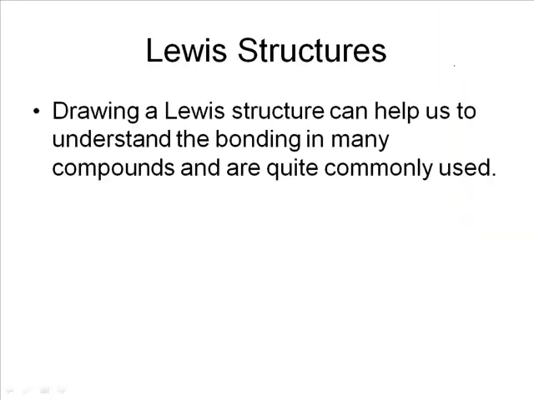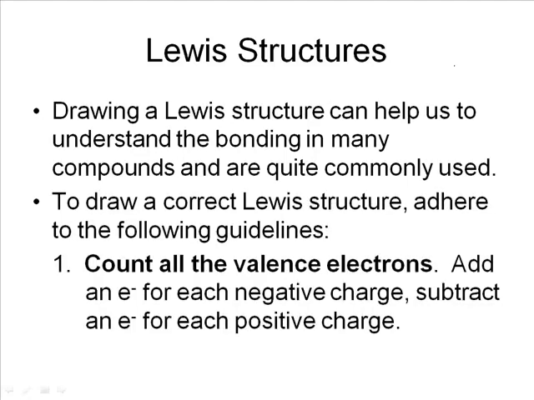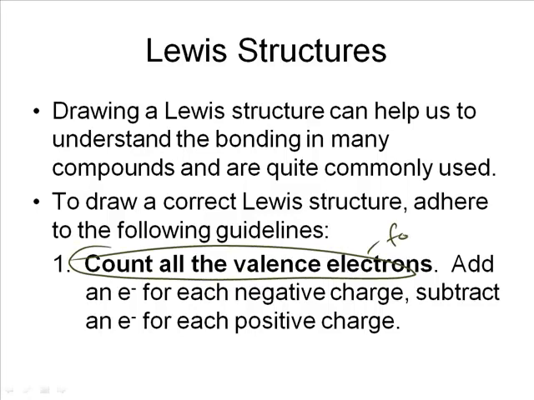So how do we draw a Lewis structure? There's five steps. They're not too difficult. But to draw one, there's five things we have to do. The first thing we have to do is count all the valence electrons for the entire molecule. So if you have CO2, you look at the periodic table and go, carbon has 4, oxygen has 6, but there's two of them, so that's 12, and 4 plus 12 is 16.